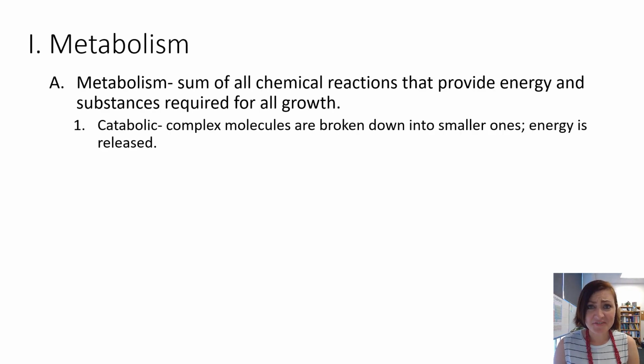All right, let's start with a definition for metabolism. This is the sum of all chemical reactions that provide energy and substances required for all growth. Metabolism can be catabolic or anabolic. If it's catabolic, you have complex molecules being broken down into smaller ones. When we break them from large molecules to small molecules, we are releasing energy. So these are exothermic.